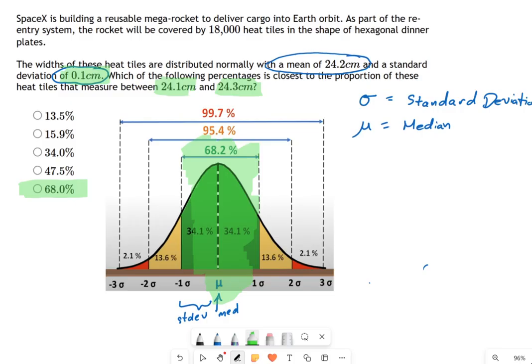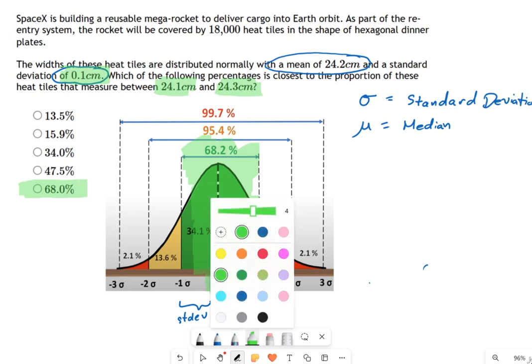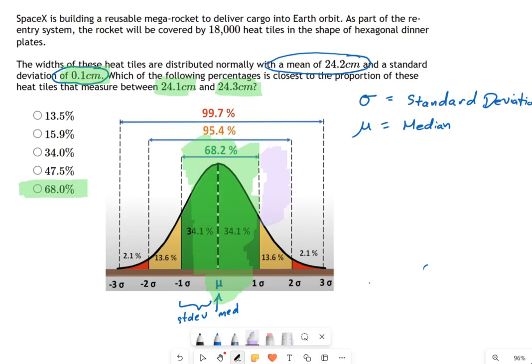Now, there's other versions of this problem. Maybe you got something where it's between 24.3 and 24.4. That would be between one standard deviation above and two standard deviations above, in which case you might be looking at something over here in your problem if you were between a different range of data. So what you have to do is figure out, am I below or above? How much am I below or above? And then which of these percentages am I summing together?